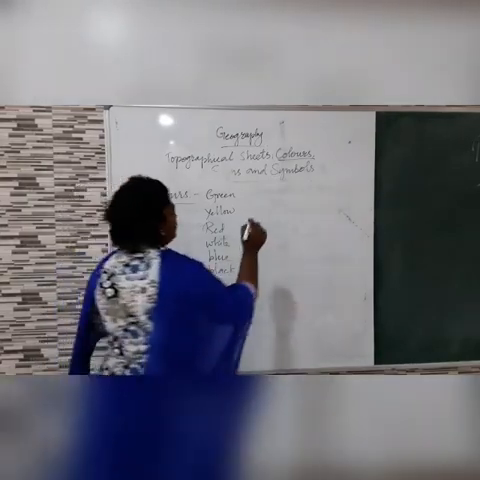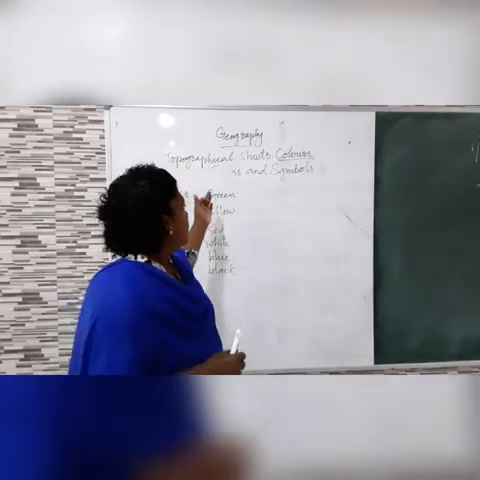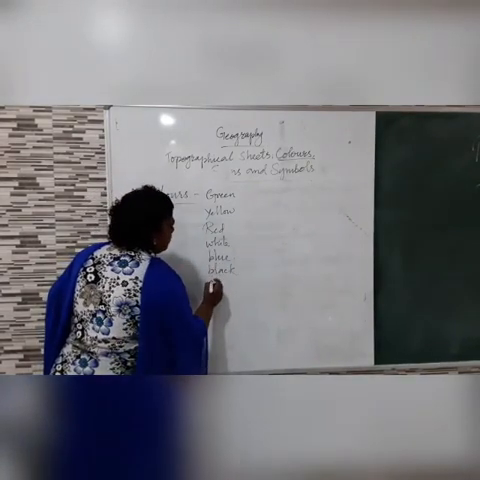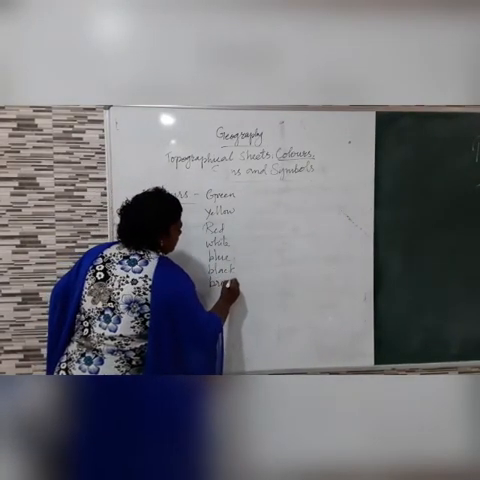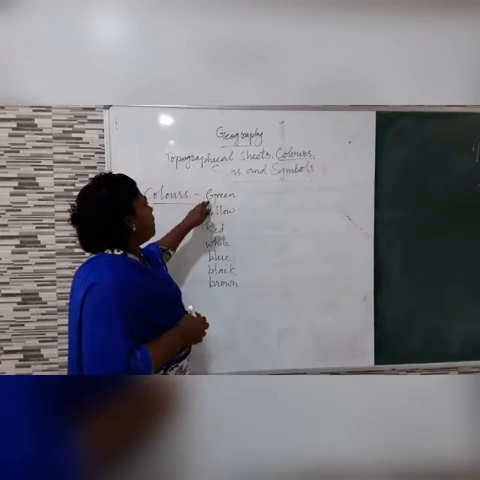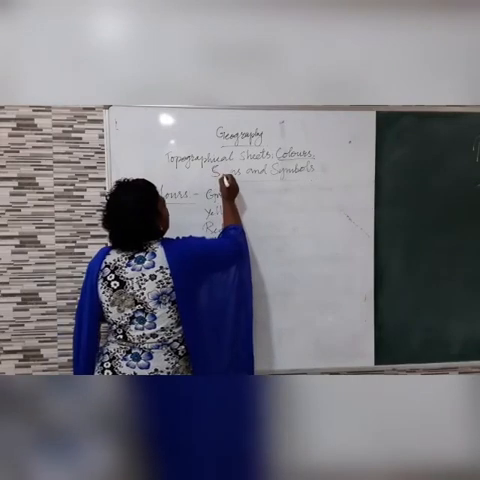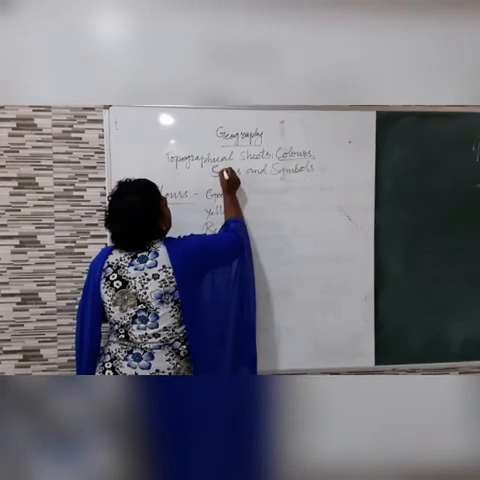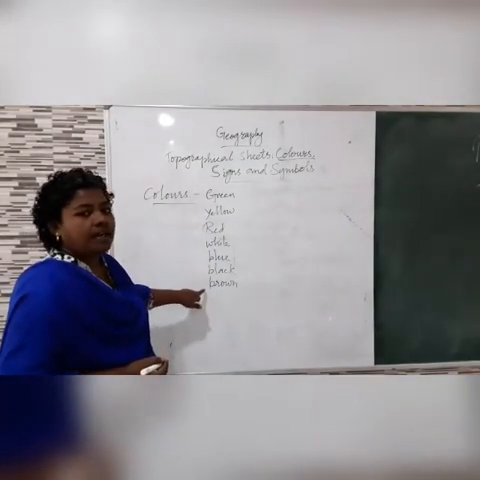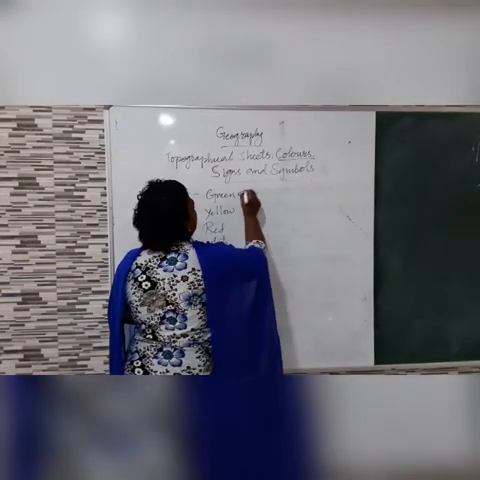What are the different colors used in the map? Some of the colors used in the maps are green, yellow, red, white, blue, black and brown. Can you repeat once again what the colors used are? Some of the different colors used in the topographical sheets are green, yellow, then red, white, blue, black and brown. Did you understand?